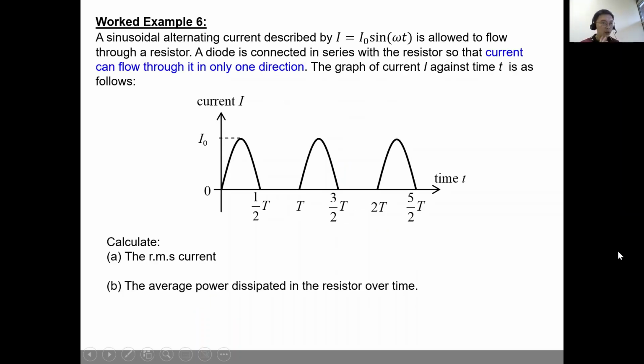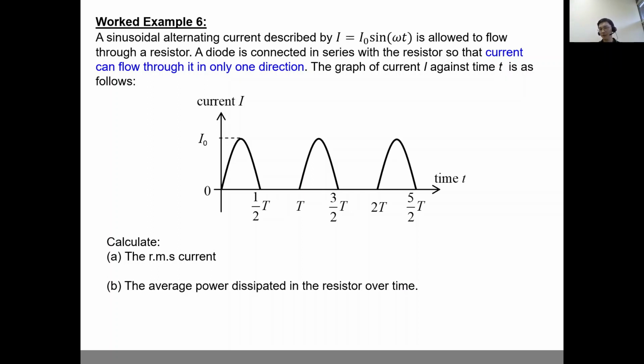Let's now talk about worked example 6. You have an alternating current described by I equals I naught sine omega t, and it's allowed to flow through a resistor, and then a diode is connected in series. So the current can only flow in one direction. The graph of the current is then given as shown.